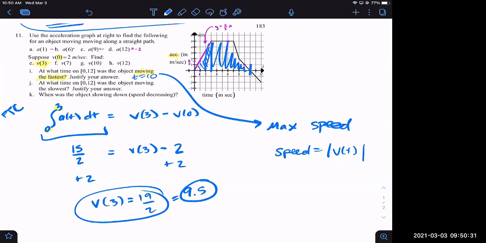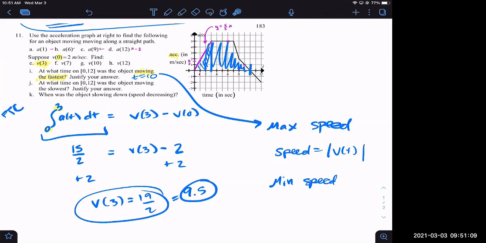When is it moving the slowest? Moving the slowest would be a minimum velocity, or minimum speed. Again, if we think that velocity is the area under here, the area under would be the smallest at time 0. Because we're going to continue to add area, but even once we start to subtract, it's still going to be positive because the area below isn't as big as the area above, so it's still more positive than negative. So I would say it's moving the slowest at 0.